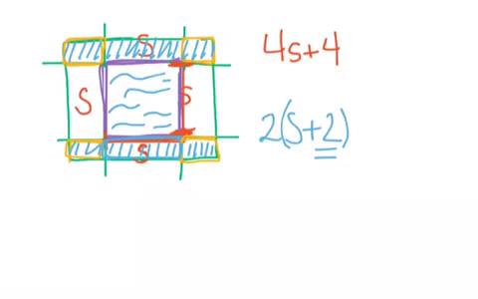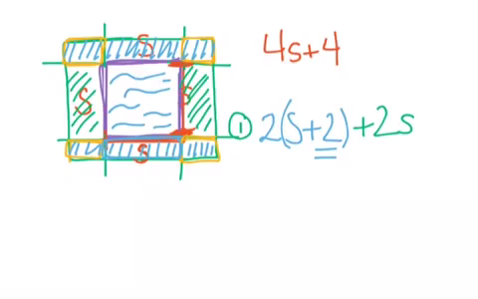Now I'm not done considering all tiles around the pool. I have a side here left, or S number of tiles, and another S number of tiles here. Okay, so this would mean that I would have to add on 2 more groups of S number of tiles. Okay, so here's the first one you're going to look at.